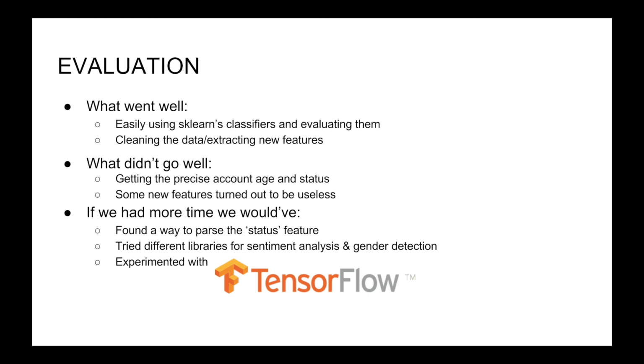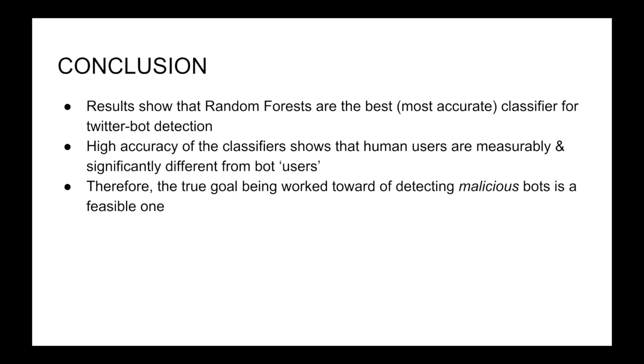If we had more time, we would have tried different libraries for our feature engineering and experimented with TensorFlow as an alternative machine learning library. In conclusion, the random forest classifier had the highest accuracy and demonstrated that there are measurable differences, feature-wise, between bots and human users, which suggests that it's a feasible goal to distinguish between them and detect malicious bots, which was our original motivation. And now Heng will give us his closing statements.